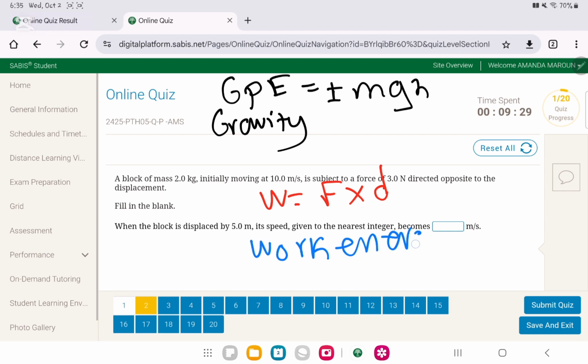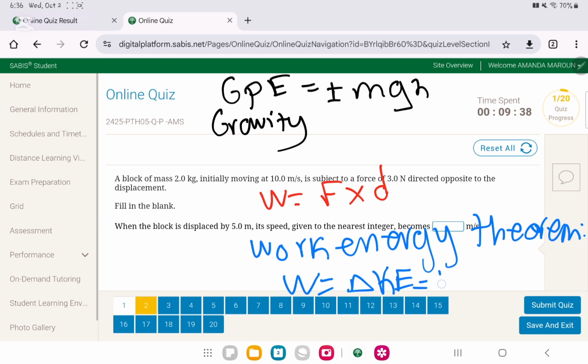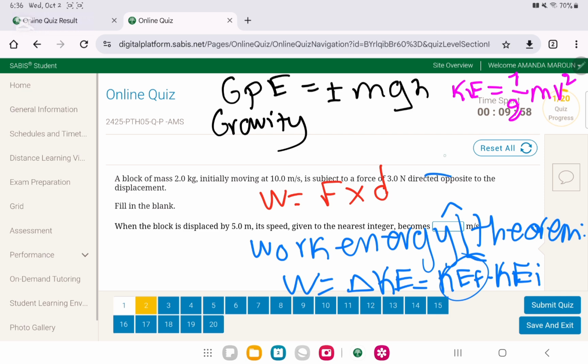energy theorem, which states that the work is equal to the change in kinetic energy, which is kinetic energy final minus kinetic energy initial. We know that kinetic energy, I will write it as a side note over here, kinetic energy is equal to 1 over 2 mv squared. Okay, so if we're going to follow the rule, then that means the kinetic energy final is 1 over 2 mass times velocity final squared, minus the kinetic energy initial, which is 1 over 2 mv initial squared.